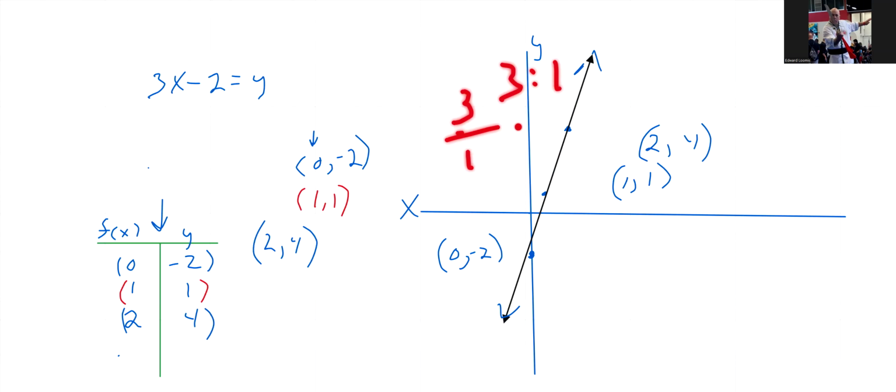Let's look at another one. But before we do, we have one last thing we need to do. Let's write the equation on the graph: 3x minus 2 is y. And once again, we did talk about how to develop the T-chart in a previous tutorial. So if you're not sure about that, go back and watch it.